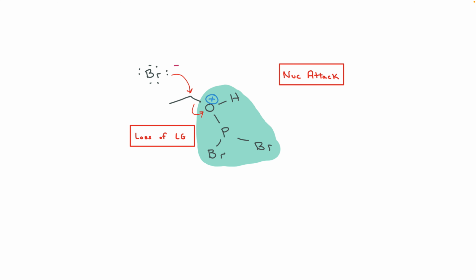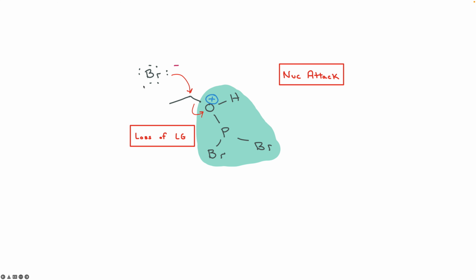Then another SN2 reaction happens. The oxygen that attacked the phosphorus now has three bonds. Anytime oxygen has three bonds, it has a full positive charge. And that charge makes this whole big group a good leaving group. And that allows a second SN2 reaction to happen.